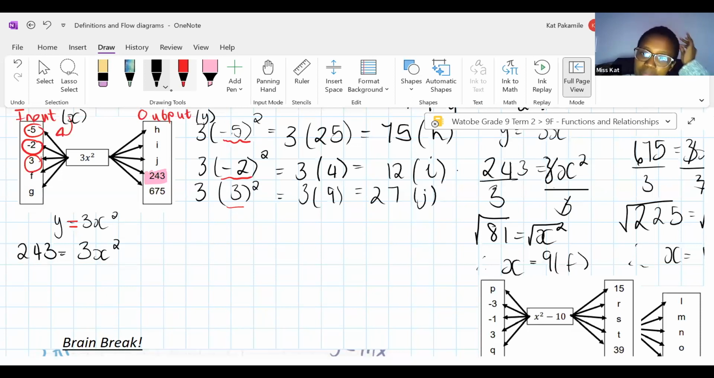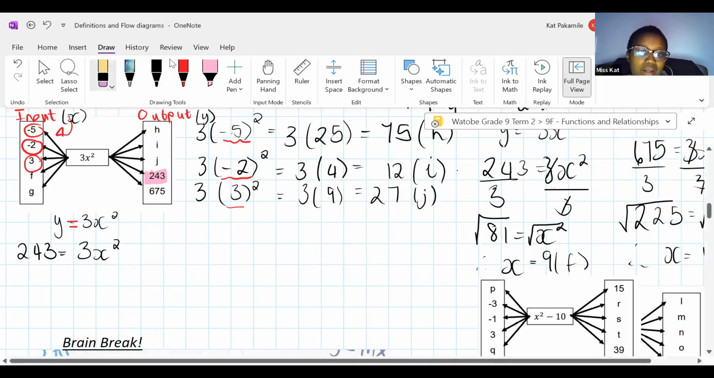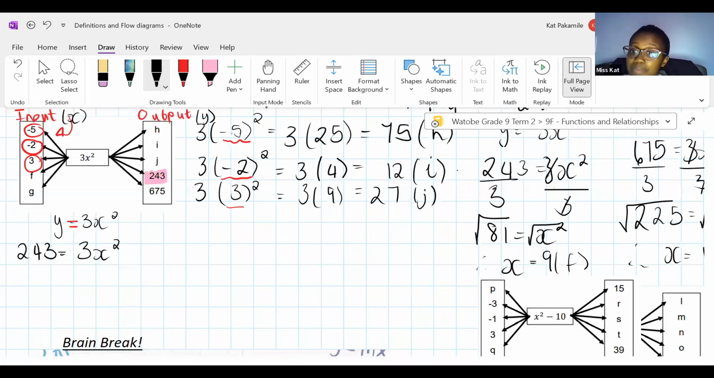Do you remember how to solve for x? Let's see. So first, we have to get rid of a times by 3. What's our inverse operation for multiplication? Right. It is? Division. So you divide by 3 to get rid of this 3. They're going to cancel out. What you do on the right, you have to do on the left. So then you're going to have 243 divided by 3, which is 81, is equal to x squared.